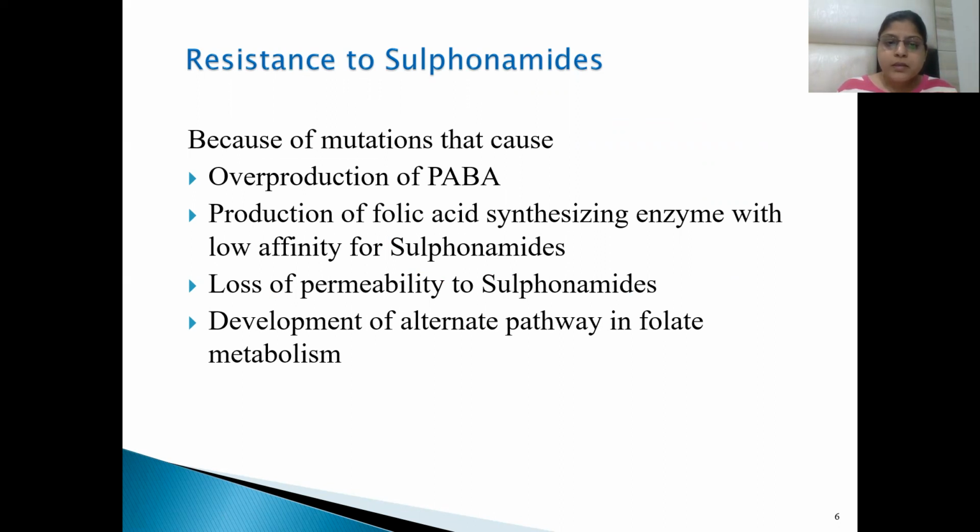Loss of permeability, meaning an efflux mechanism is there for the sulfonamides, or an alternative pathway that bypasses pteridine, PABA, and glutamate to dihydropteroic acid to dihydrofolic acid to tetrahydrofolic acid. That alternative pathway in the folate metabolism can lead to ineffectiveness of the sulfonamides.